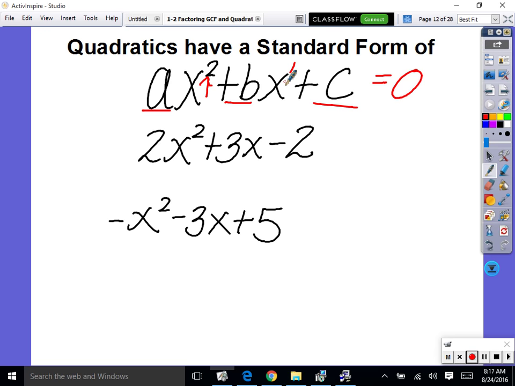So 2x squared plus 3x minus 2, it's in standard form, we're golden. This is my a value, my b value, and my c value. You also include the sign. Does everybody understand a, b, and c? So negative x squared, technically our a value is negative 1, our b value is negative 3, and our c value is positive 5. Do we all understand what a, b, and c is?